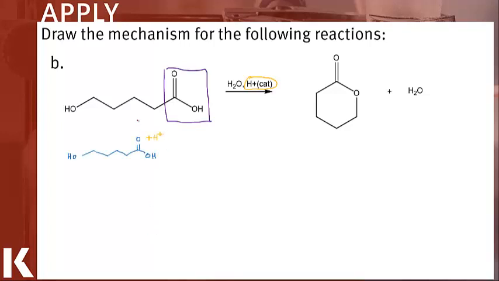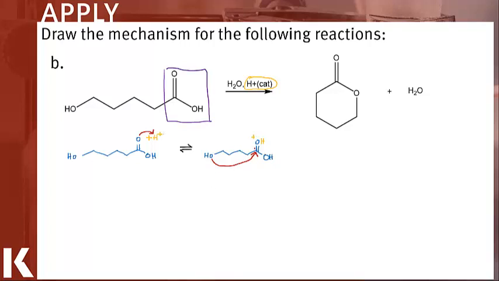The first step of this mechanism, again, that carbonyl oxygen, just like with the last one, is going to come in and grab that acid catalyst. What this does is this makes a positively charged carbonyl oxygen, and it makes the carbonyl carbon more likely to react. And here, what's going to happen is the alcohol on the end of this molecule is going to reach around, and it's going to be the nucleophile that attacks that carbonyl carbon.